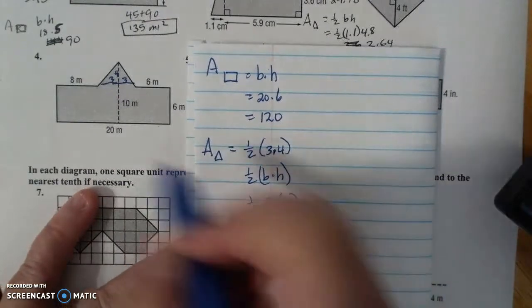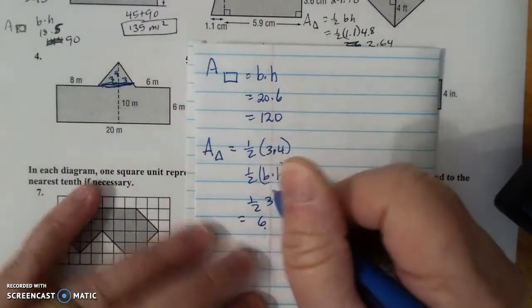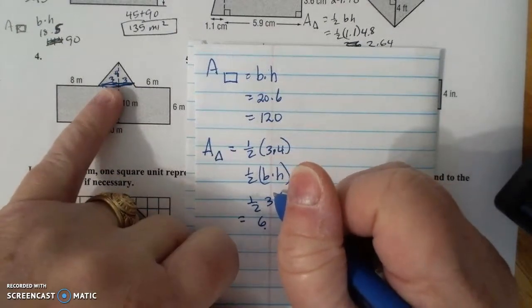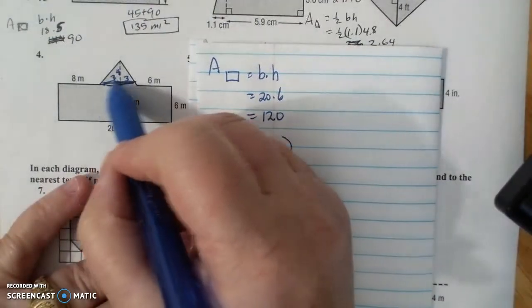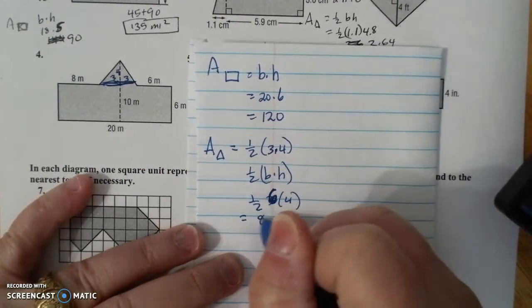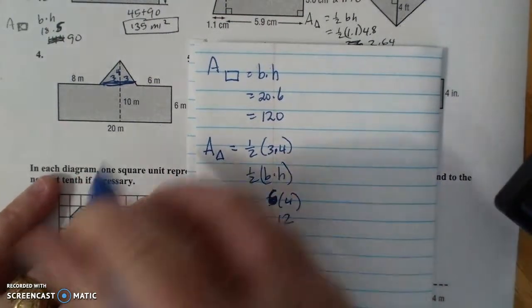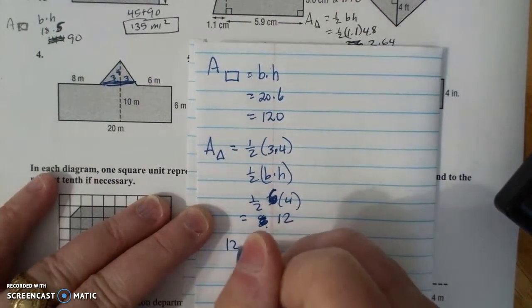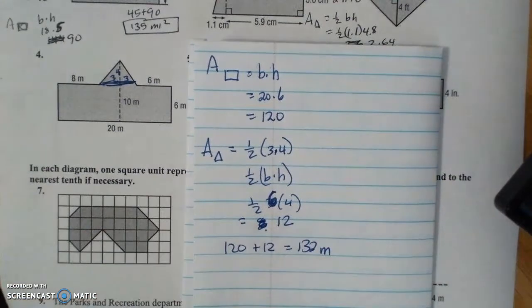That's only one triangle, because if I want to do the whole triangle at the same time, we're going to start over. Now we're going to just fix it here. That whole triangle has a base of 6, which causes that to be 12. And so the total area is the 120 plus the 12, which is 132 meters.